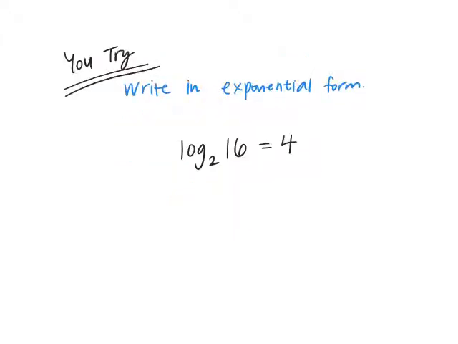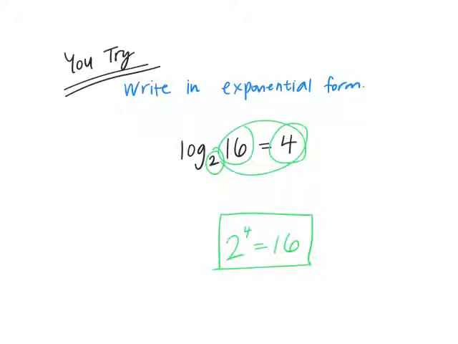Go ahead and try this problem. Rewrite in exponential form. So the correct answer is 2 to the 4th equals 16. Two ways to think about this. 2 to the 4th equals 16. Or if you exponentiate both sides, these cancel out and you get 2 to the 4th equals 16.